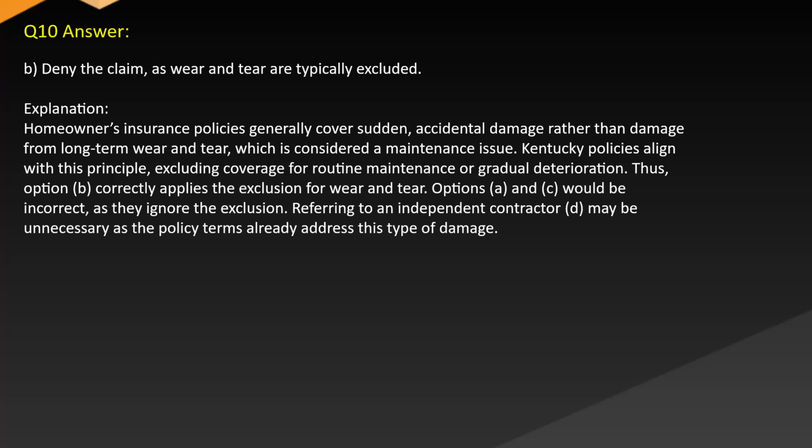Answer: B. Deny the claim as wear and tear are typically excluded. Explanation: homeowners insurance policies generally cover sudden accidental damage rather than damage from long-term wear and tear, which is considered a maintenance issue. Kentucky policies align with this principle, excluding coverage for routine maintenance or gradual deterioration. Thus, option B correctly applies the exclusion for wear and tear. Options A and C would be incorrect, as they ignore the exclusion, referring to an independent contractor. D may be unnecessary, as the policy terms already address this type of damage.